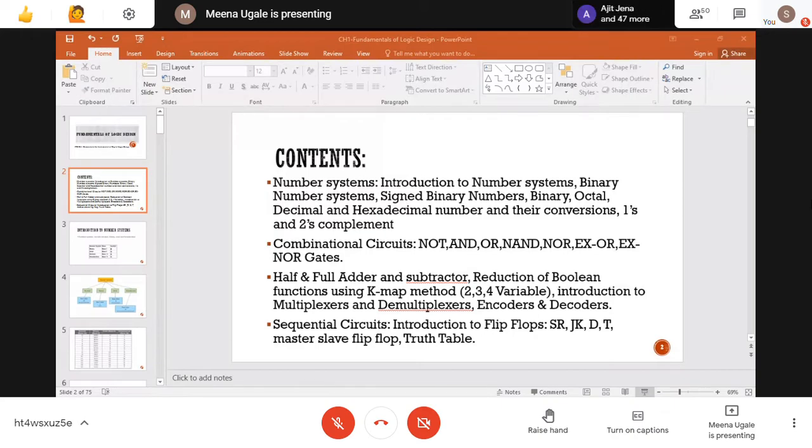The next part we will study is the circuits for adder and subtractor: half adder, full adder, as well as subtractor. Then reduction of Boolean functions using the K-map method. It is a very interesting graphical or tabular representation of equations, and we are going to solve the equations in terms of Boolean algebra to get the final reduction of that function. And then the concepts of multiplexer and demultiplexer, encoders and decoders.